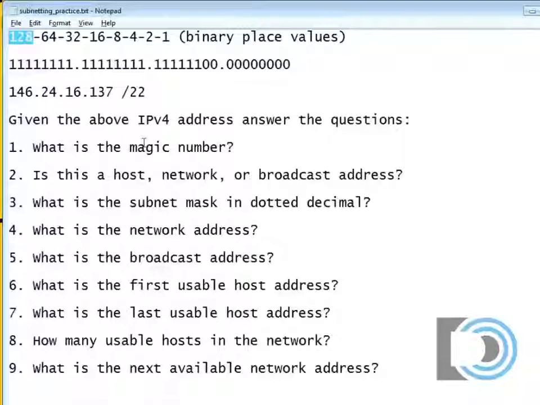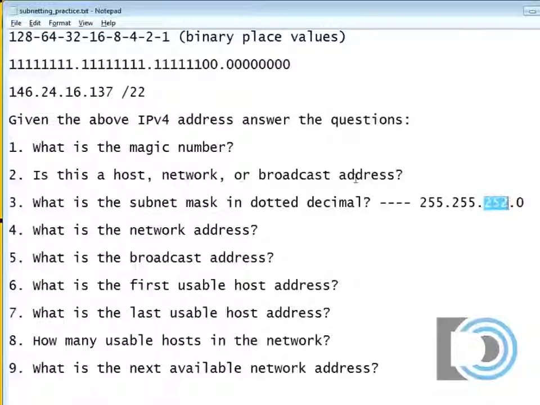All right, now a couple things about this. First of all, you have to count in binary and be able to count this up to place in your subnet mask. So what is my subnet mask in dotted decimal? It's 255.255.252.0. How did I get that? 128 plus 64 plus 32 plus 16 plus 8 plus 4 is 252.